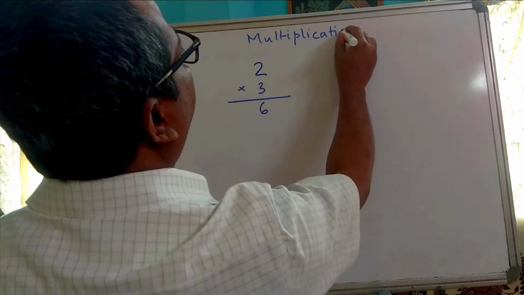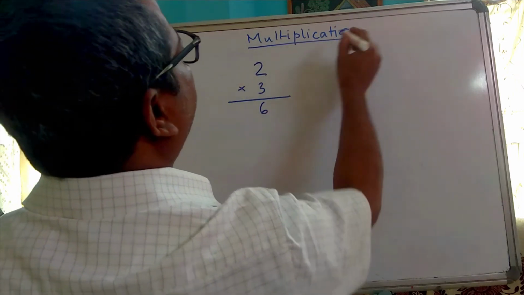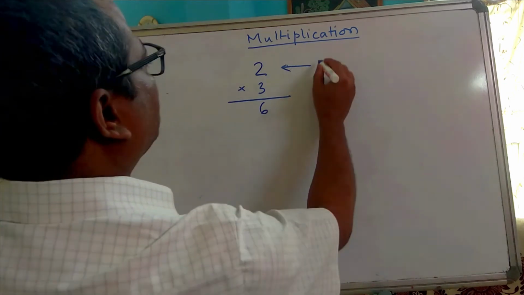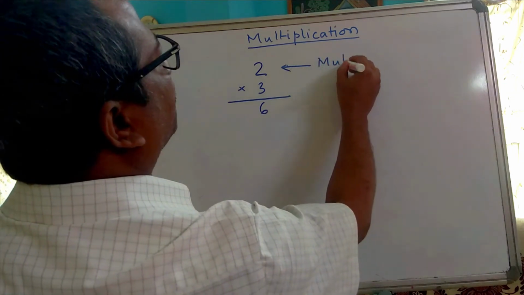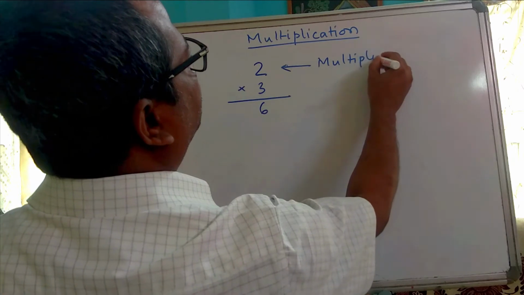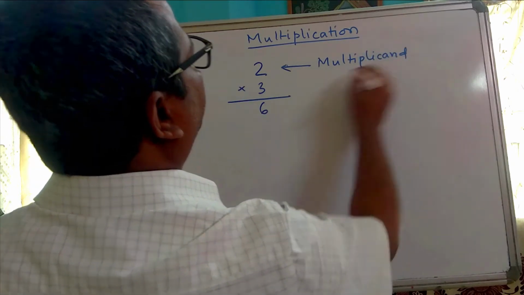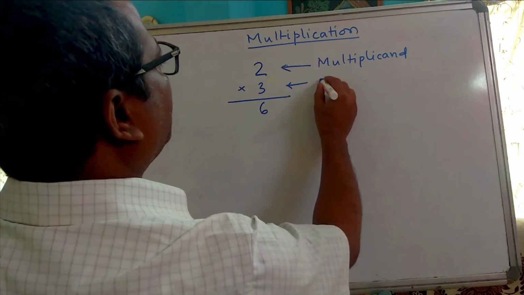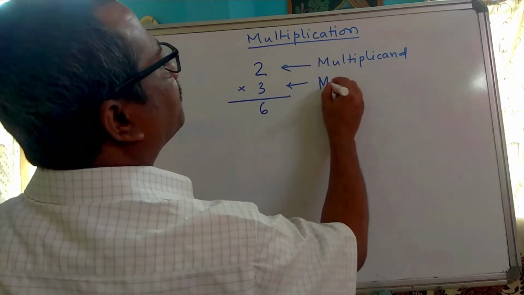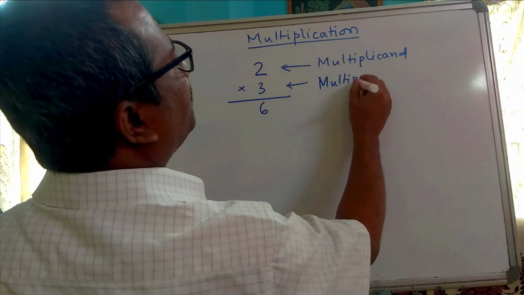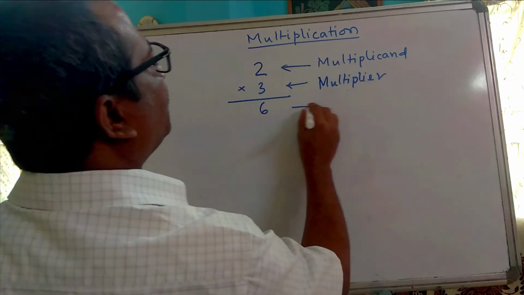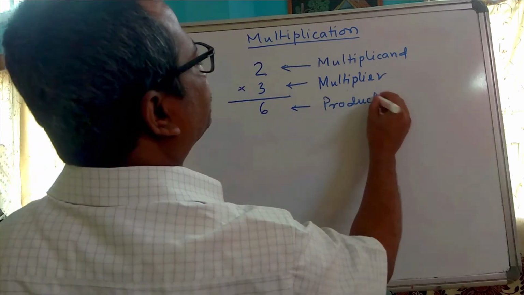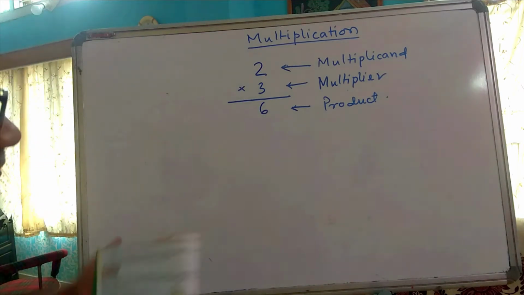Multiplication. So here 2 is said to be as multiplicand. 3 is said to be as multiplier. And the result is known as product. Can you recall it?